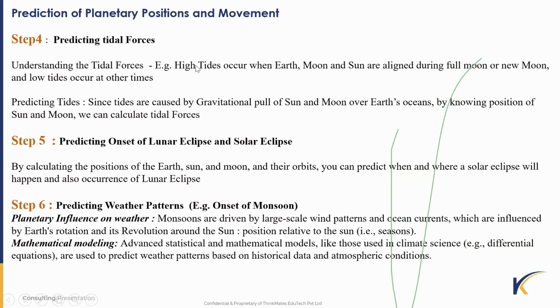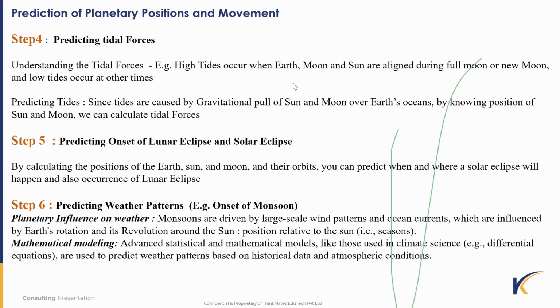Predicting the tidal forces क्यों होता है, tides, high tide और low tide कब होती है, is only because of the gravitational forces of earth, moon and sun. तो अगर earth, moon और sun एक line में aligned होते हैं, especially in full moon or new moon, then high tides will occur and low tides occur during other times. Predicting onset of lunar and solar eclipse, obviously अगर position बताया आपको, orbit cycle बताया, time बताया है, you can predict onset of lunar eclipse and solar eclipse as well.